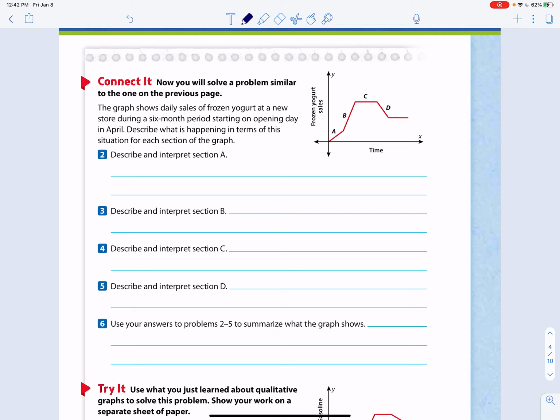The connected, you will solve a problem similar to the one on the previous page. The graph shows daily sales of frozen yogurt at a new store during a 6-month period starting on opening day in April. Describe what's happening in terms of this situation for each section of the graph. So in section A, when I'm looking at section A, I am here. In section A, the graph, of course, starts at 0. So, of course, when they just opened, they hadn't made any money yet. So the graph starts at 0.